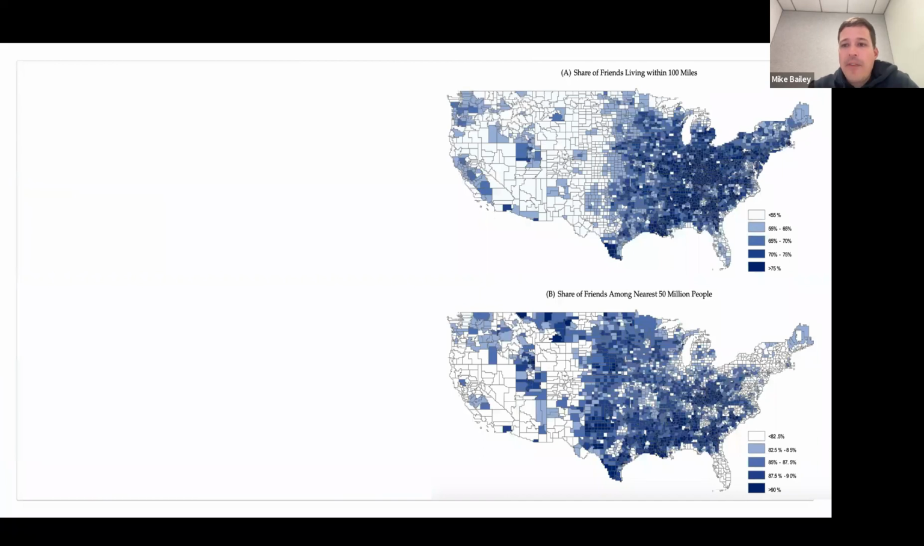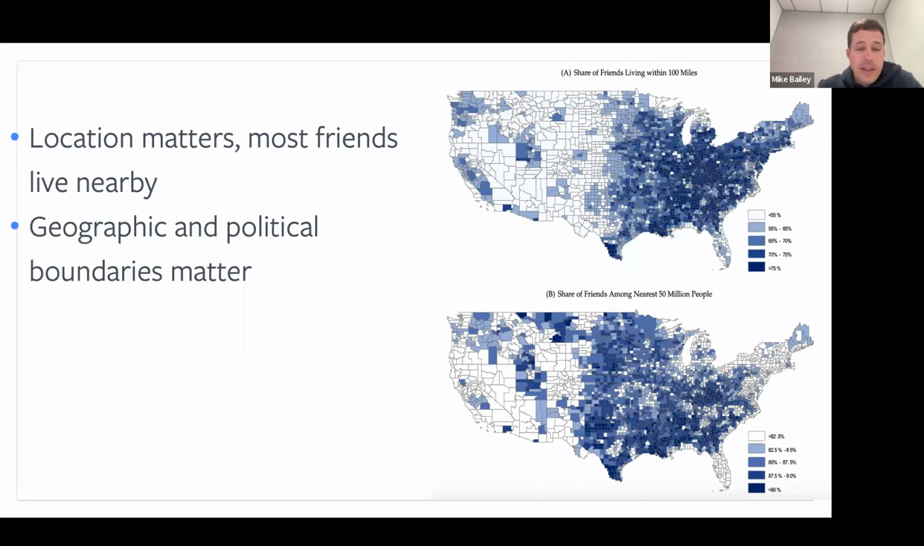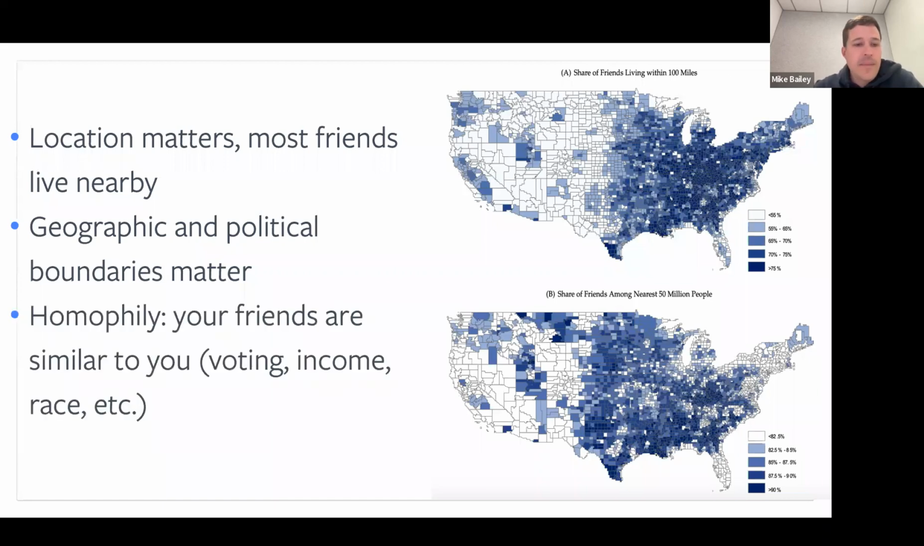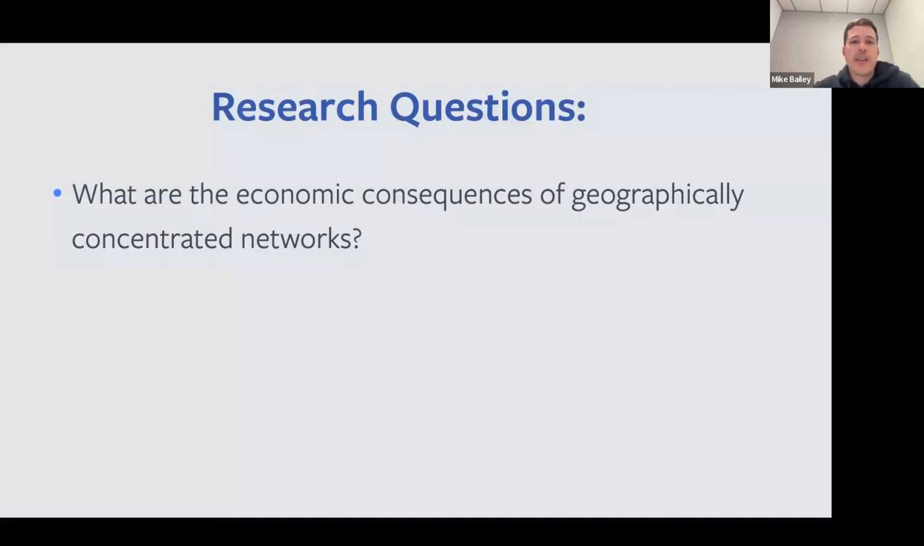This is another map of the share of friends living within 100 miles. You'll see that most social networks are deeply concentrated geographically. So location matters. Most of your friends live nearby. Geographic and political boundaries matter. They influence the patterns of social connectedness. And then we found this strong homophily effect at the county and region level. Two counties with more similarity by ideology or income or race had far more friendships than if they did not. So this led us to a pattern of research questions to think about.